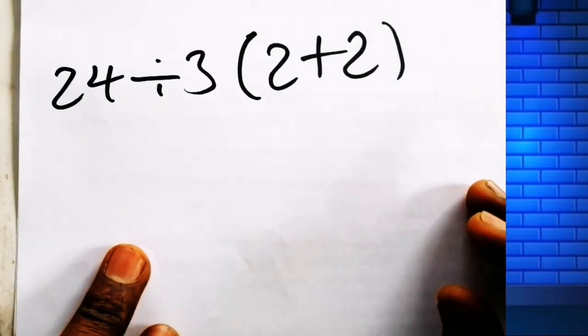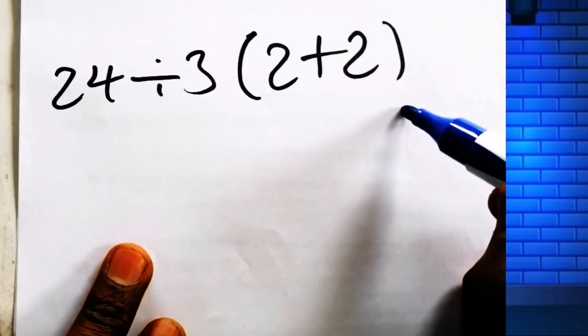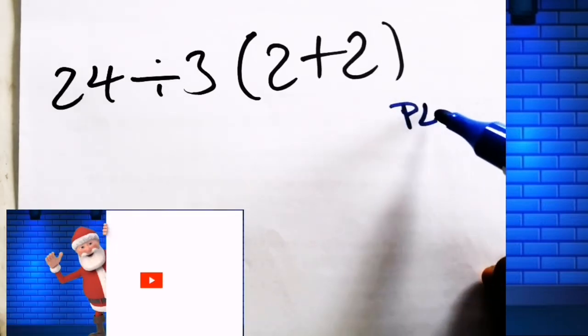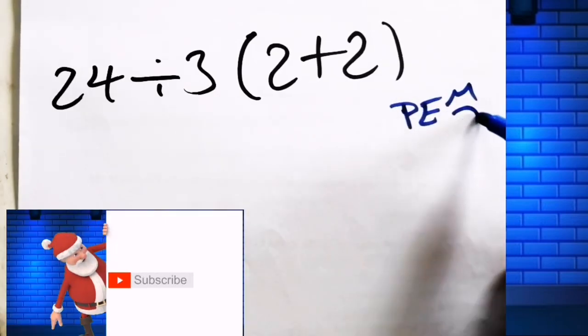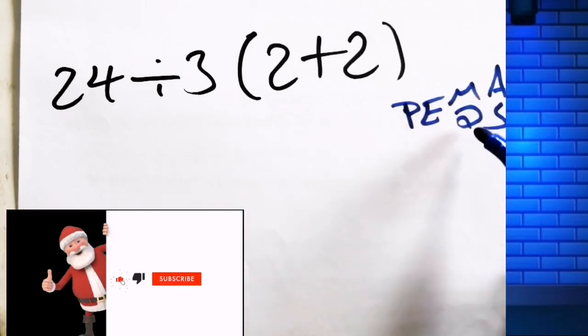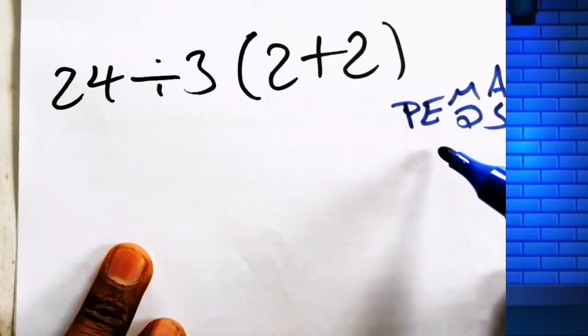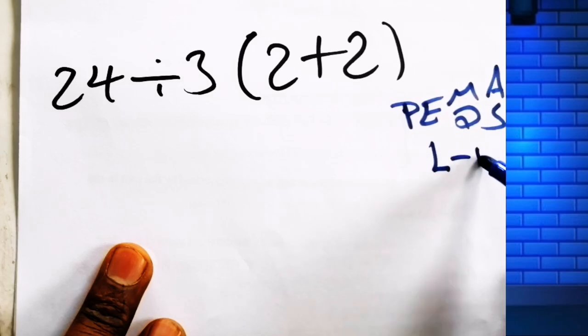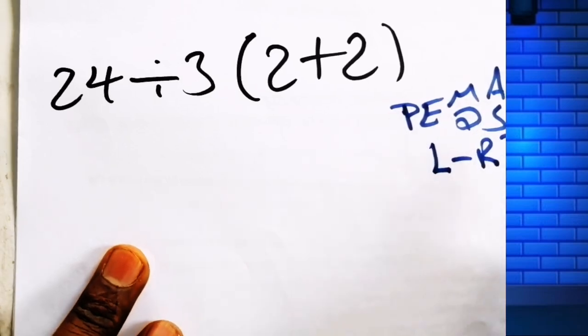Because according to the order of operations, PEMDAS, first we have to do parentheses, then exponents, then multiplication or division, and finally addition or subtraction. Remember that multiplication and division have equal priority. We have to work from left to right. The same applies to addition and subtraction, okay?